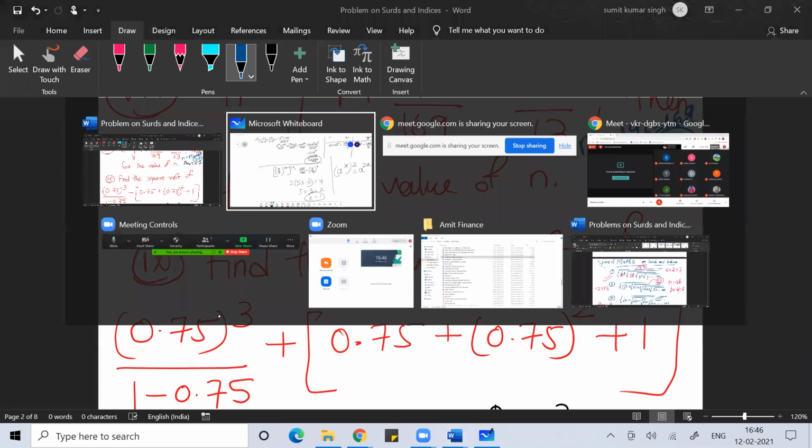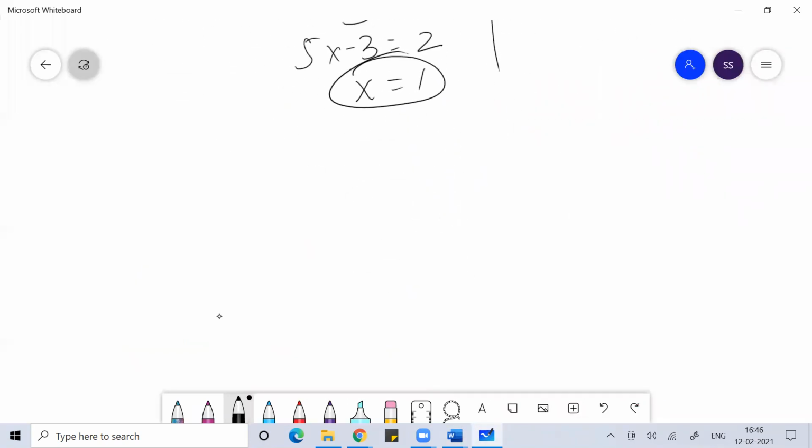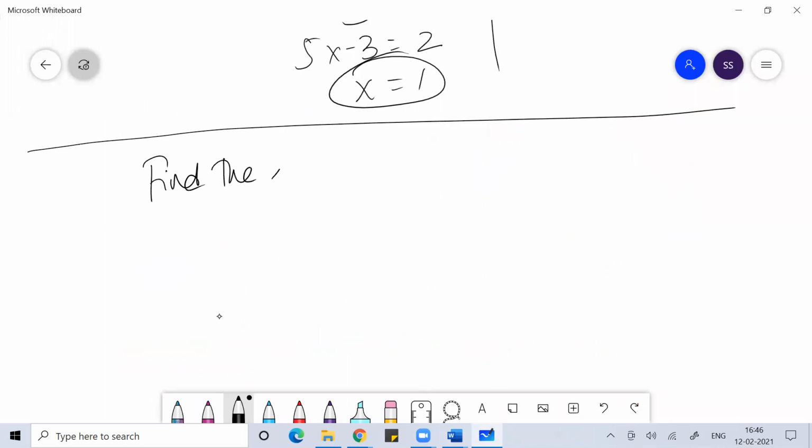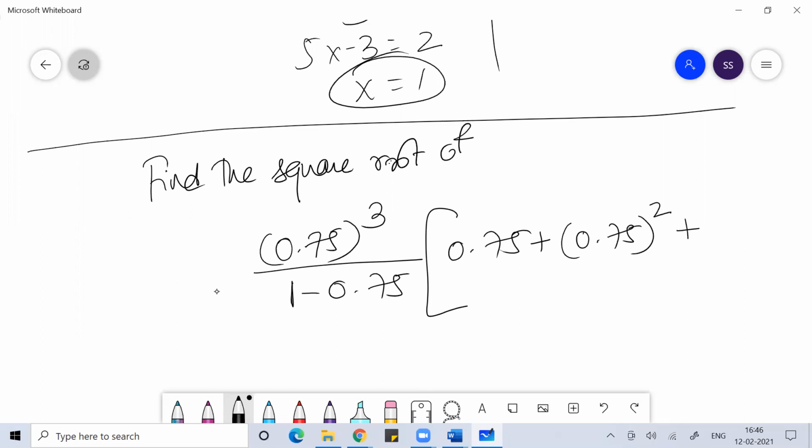So for this question, I have to find the square root of 0.75 whole cube divided by 1 minus 0.75, then 0.75 plus 0.75 square plus 1.